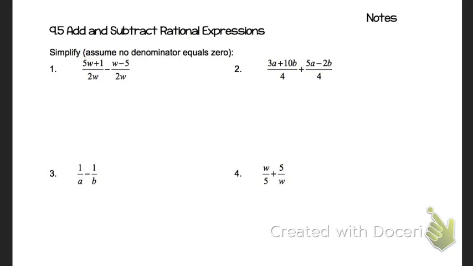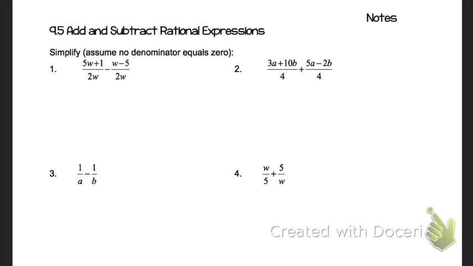So the main point of this lesson here is that you want to find a least common denominator. So something that's going to get all of the denominators to be the same. So we're going to start off with a few easy ones, because that's usually how lessons begin, right?